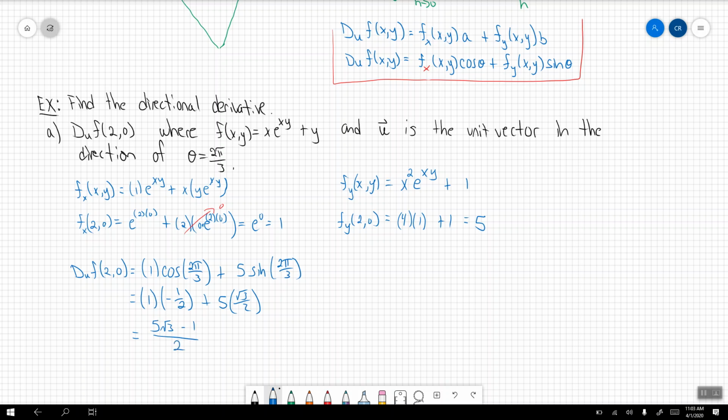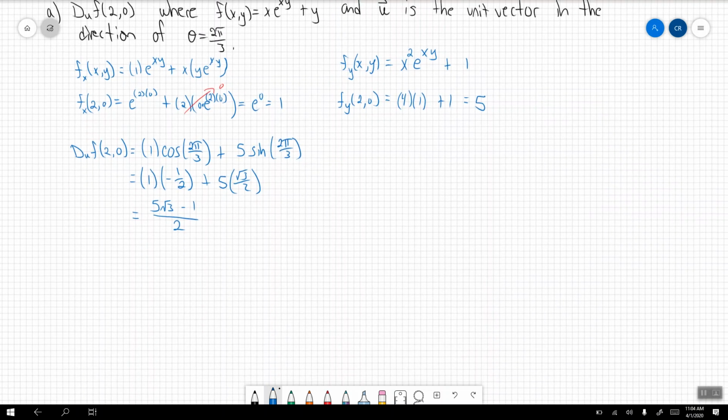Awesome. And that's all there is there. Nothing else to do. Let's look at part B. In part B, we want to find this directional derivative for this function f of x, y, z.